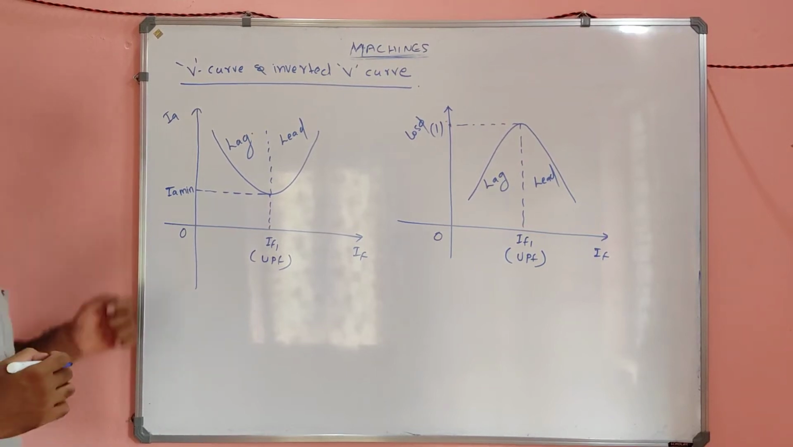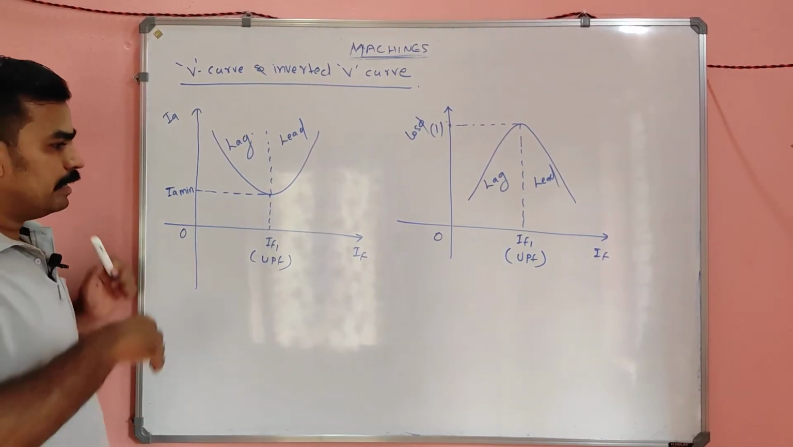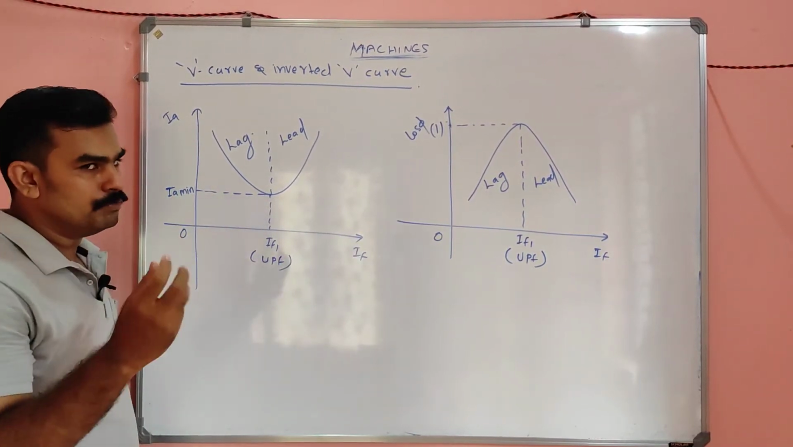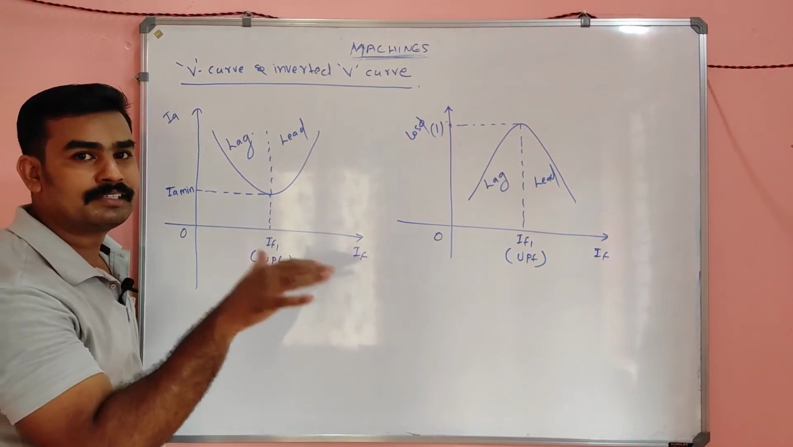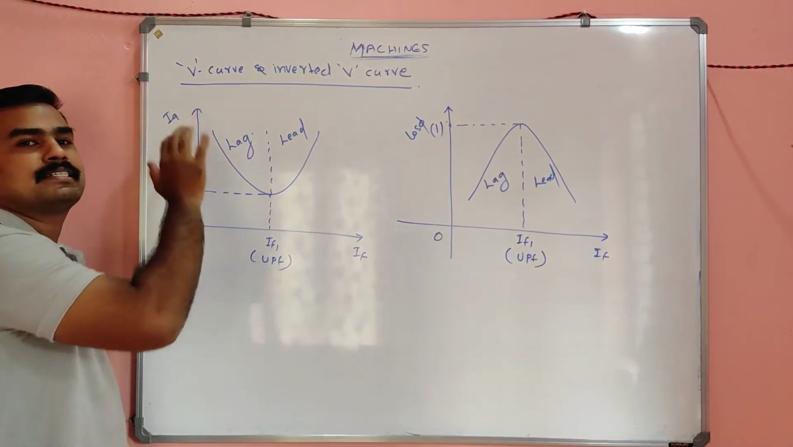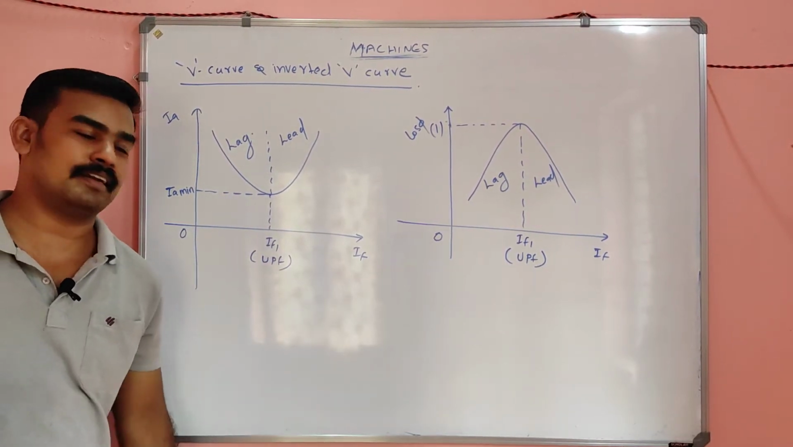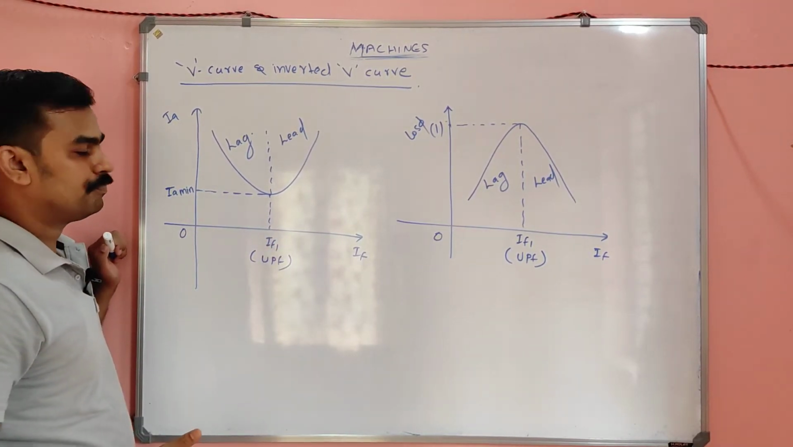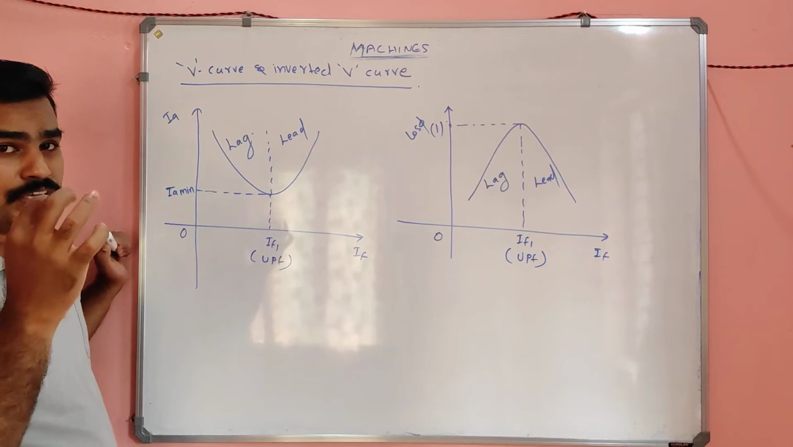So what is the meaning of V curve and inverted V curve? First we can see the V curve. In the V curve, my dears, listen very carefully. You plot the graph between the field current IF, which we give in the rotor, and the armature current IA, which you get in the stator. You can adjust IF in the rotor. Then if you plot a graph between these two parameters, you will get a graph in the shape of a V. That's why it is called a V curve.